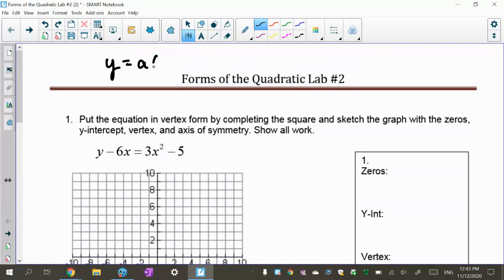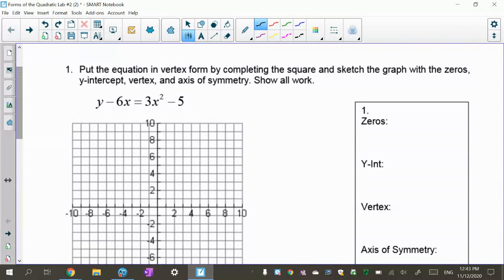Y equals a, x minus box, x minus box. This is our zeros form, or our roots. And we're using the vertex form, y equals a, x minus h squared plus k. I'm going to do probably a couple, three, or we're going to do one of these big ones with you again. It says put the equation in vertex form by completing the square and sketch the graph.